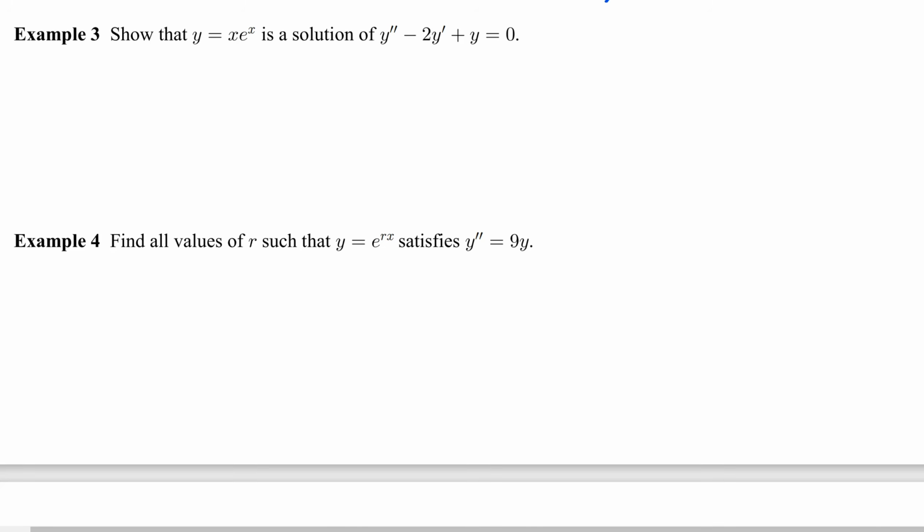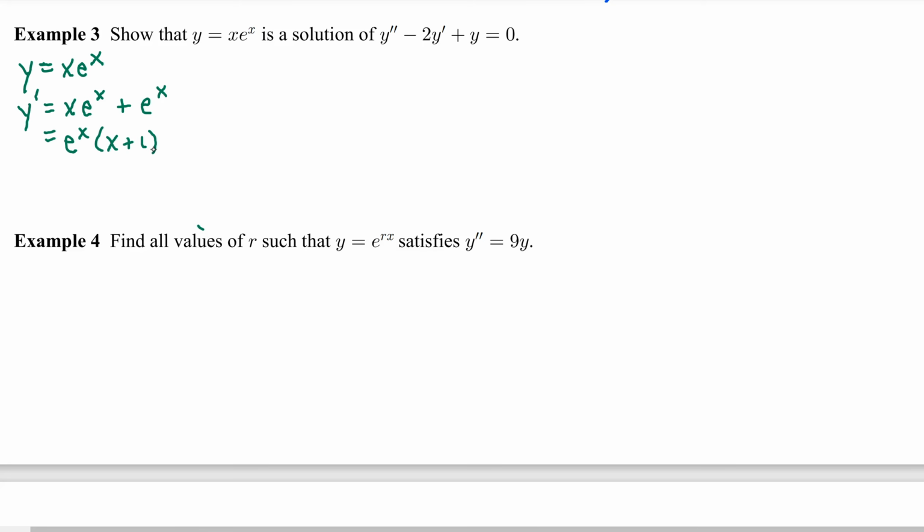So to show that this is a solution, we're going to need the first and second derivatives. So we're going to start from the given solution, y equals x e to the x, and we're going to need to generate the first two derivatives. So the first derivative can be obtained by the product rule. So we take the first function x times the derivative of the second, plus the derivative of the first function, which is x, times the second.